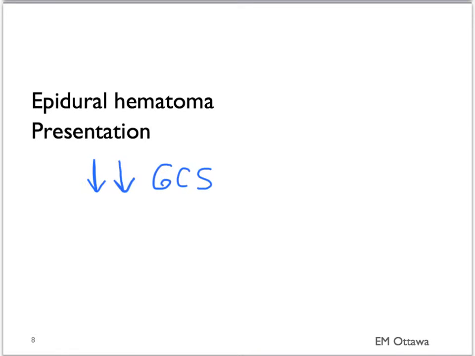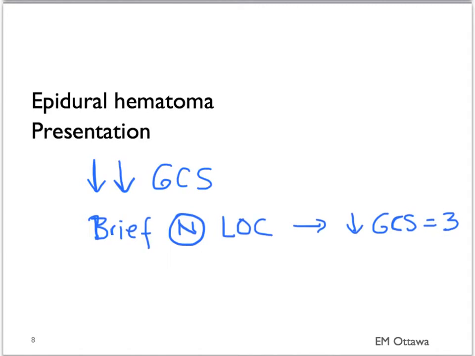After the initial impact, they might have a very brief period of normal GCS. Then they can decline rapidly into a GCS of 3. Because of the shift in the brain, rapid herniation can occur.